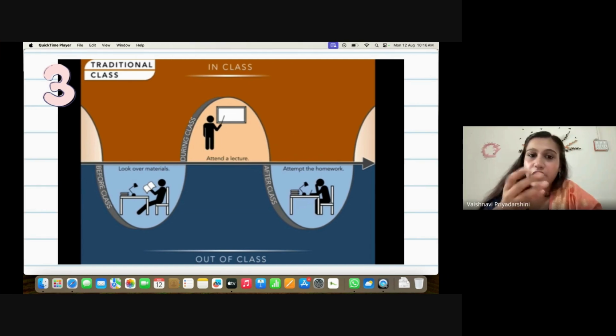In a traditional classroom, before the class we ask students to look over the material, telling them this is the topic and they should go through it. Later, during the class, the teacher teaches them the concept, what it actually is, what its key features and characteristics are. And after the class, we give them homework, which is given to check their progress, how much they have retained and understood.